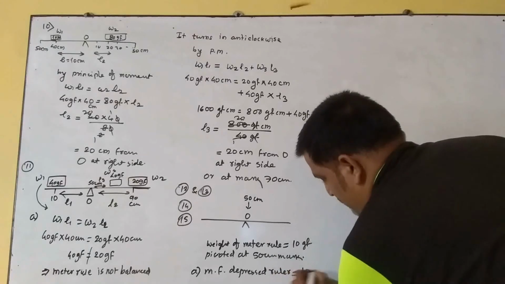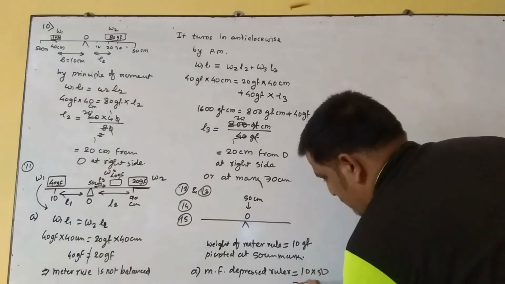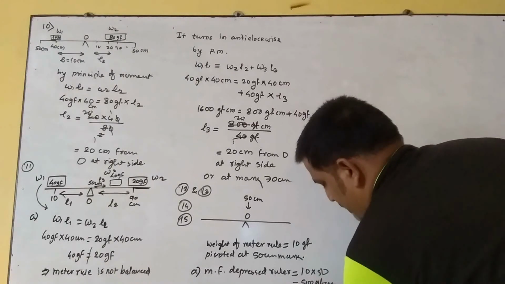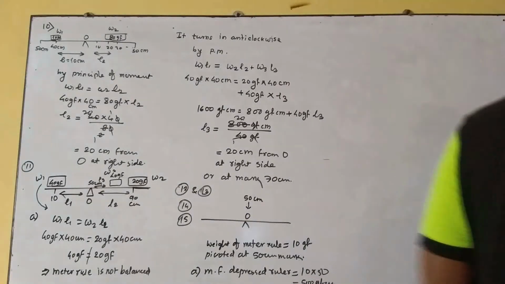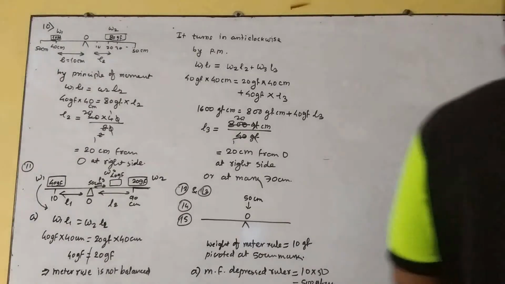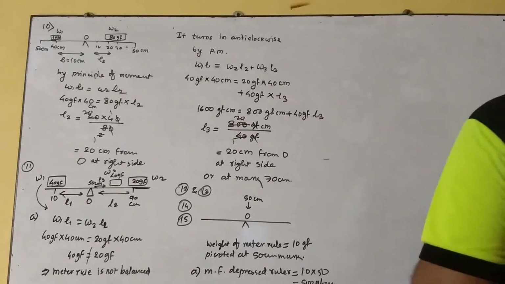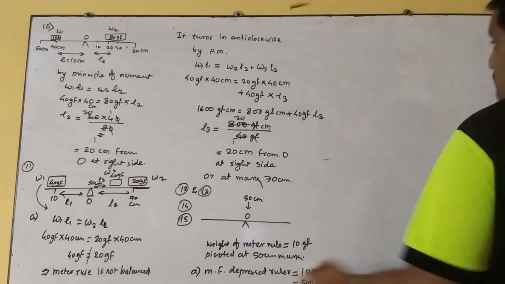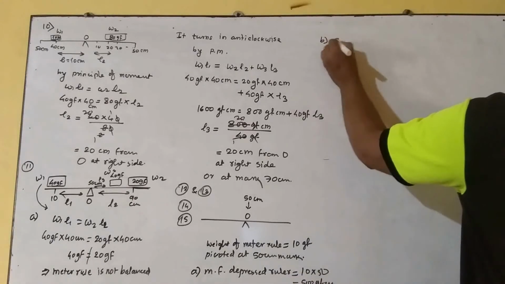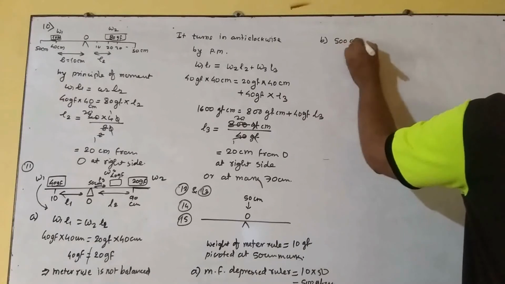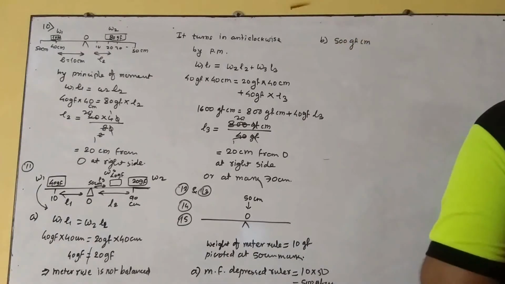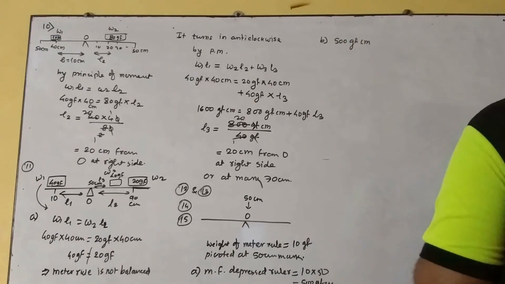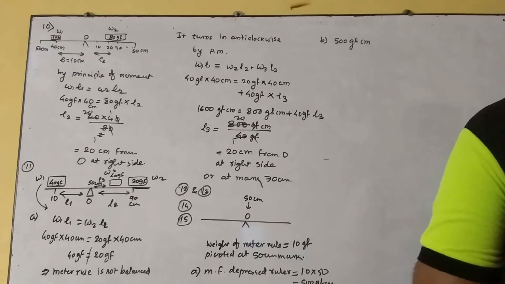Moment of force depressing the ruler is equal to 10 into 50, that is equal to 500 GF cm. So this is the answer for the first. Second, how can it be made horizontal by applying the least force? Here we can see that 500 GF centimeter is the moment of force, and how can it be made horizontal by applying a least force?